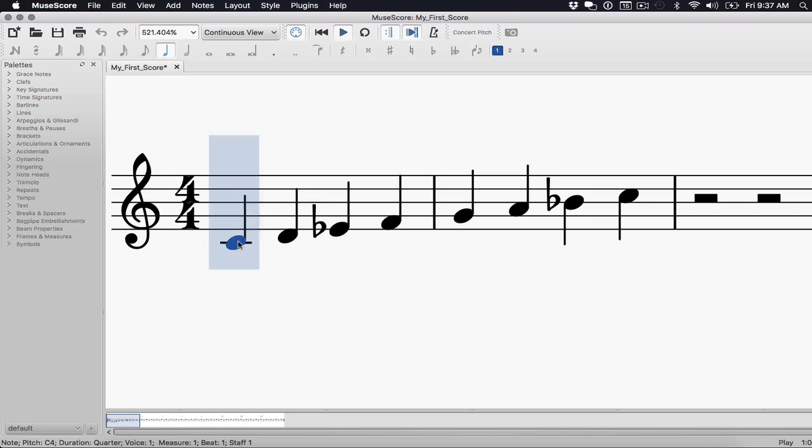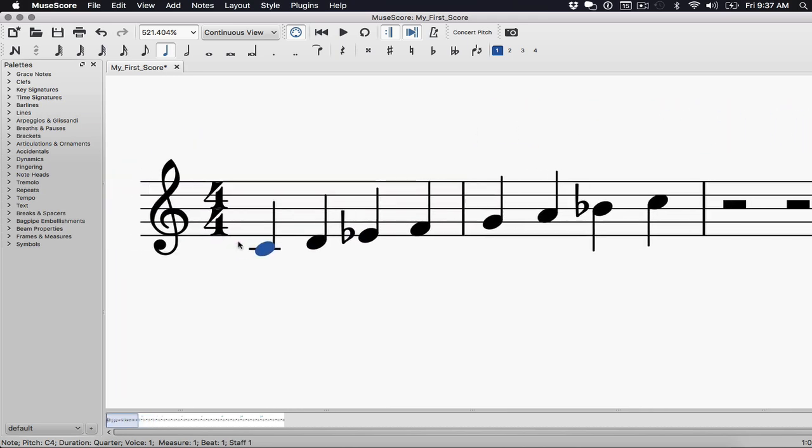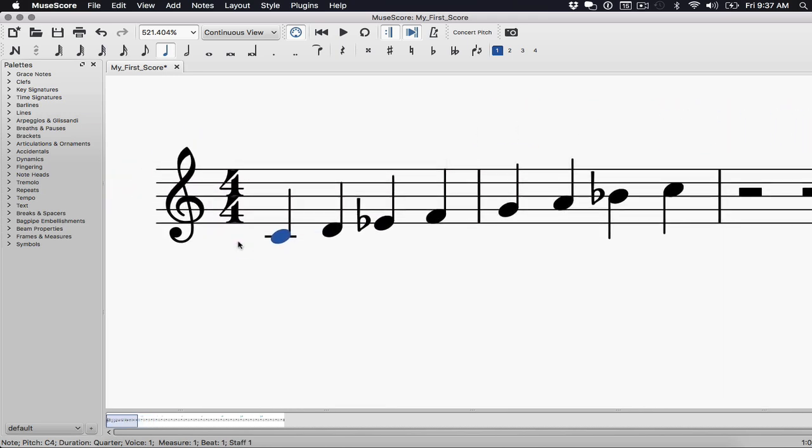Let's hear it. Okay, that is the Dorian scale. That's what it sounds like.